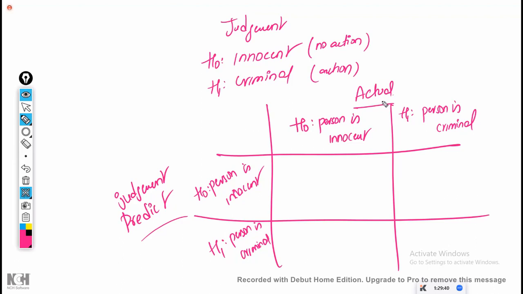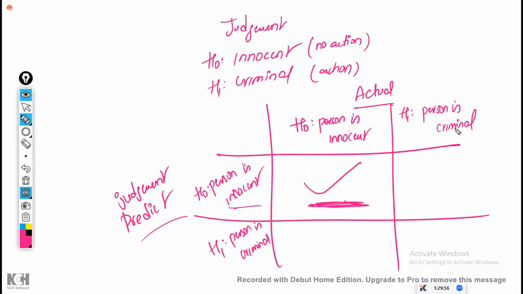Now, let us assume the person is basically an innocent person, and the judge also told that you are an innocent person. What does this particular cell indicate? Actually, the person is innocent, and the judge also predicted you are innocent, which is a correct judgment. He has given a correct judgment.